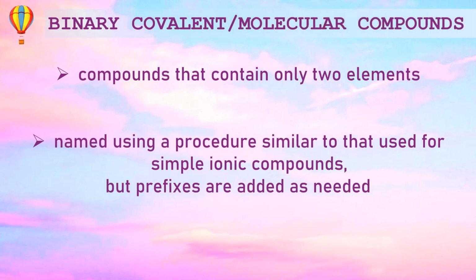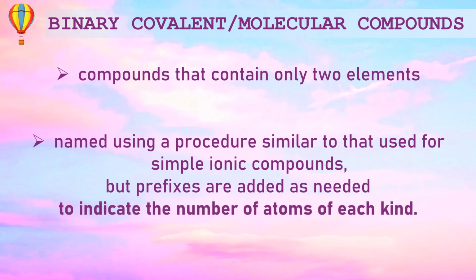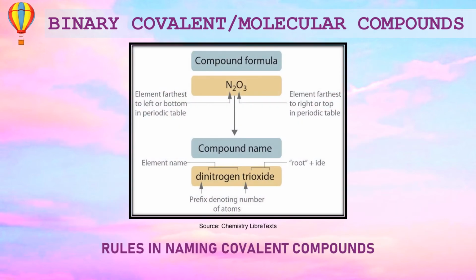You've learned in our last video lesson that binary covalent compounds contain only two elements, a nonmetal and another nonmetal. Because of this, they are named using a procedure similar to that used for simple ionic compounds, but prefixes are added as needed to indicate the number of atoms of each kind. The procedure shown in this diagram consists of the following steps.